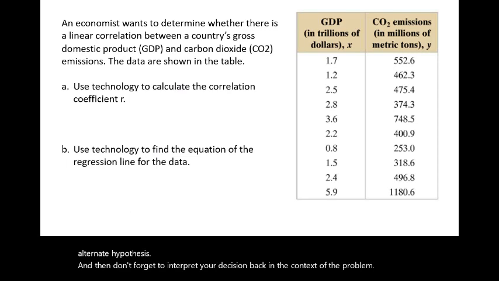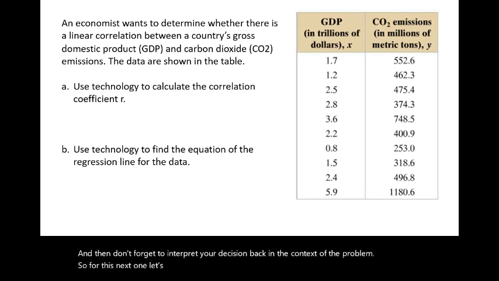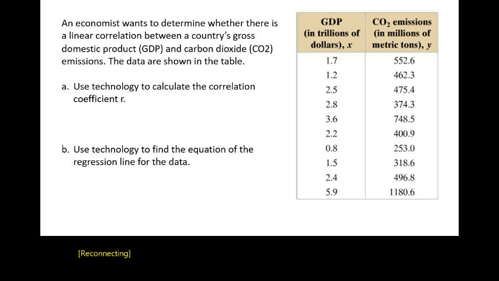So for this next one, let's say that an economist wants to determine whether there is a linear correlation between a country's gross domestic product, or GDP, and the carbon dioxide CO2 emissions. That researcher took a sampling of countries, calculated their GDP and their CO2 emissions, and put them in this table.